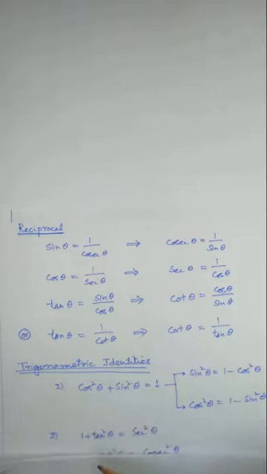Then the second identity is 1 plus tan square theta is equal to secant square theta, and 1 plus cot square theta is equal to cosecant square theta.